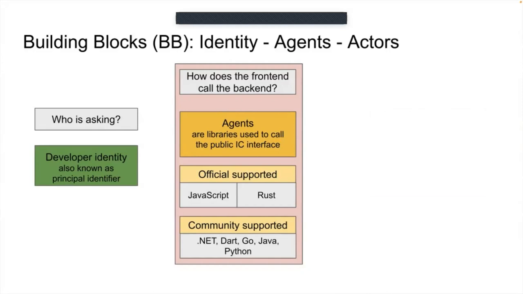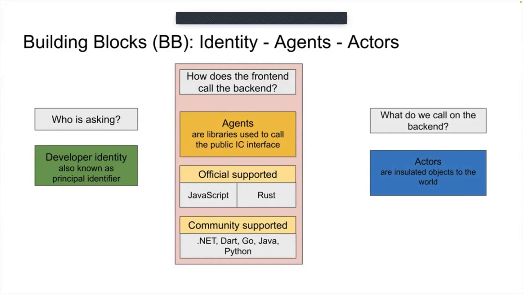The last building block we are going to talk about is finally called actor. The term actor belongs to the actor model from the Motoko language. You can understand an actor as an isolated object which runs asynchronous tasks on a Motoko canister. The question we can formulate is, what do we call on the back-end? And the answer is, the agent can call publicly exposed functions on the Motoko canister.